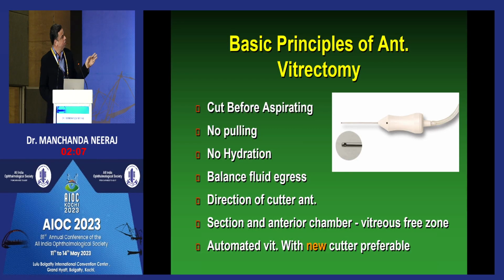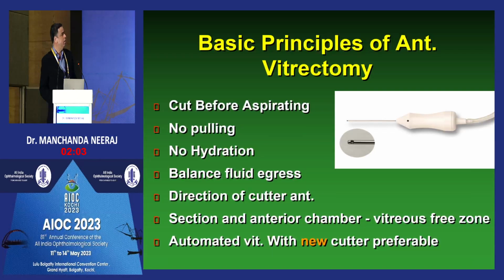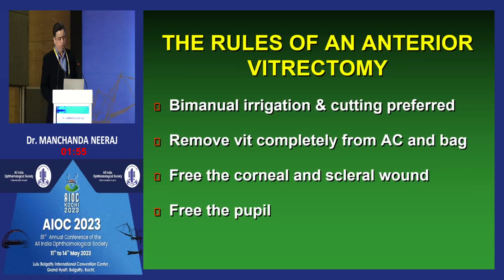These are the basic principles. Cut before aspirating, no pulling, no hydration, balanced fluid egress, and the direction of the cutter should be anterior. The section and anterior chamber should be vitreous-free, and automated vitrectomy is the choice with a new cutter. Bimanual irrigation and cutting is preferred. Remove vitreous completely from the AC and the back, and free the corneal and scleral wound. And again, free the pupil. That is the end point. The pupil should be freely mobile and constricting well at the end.